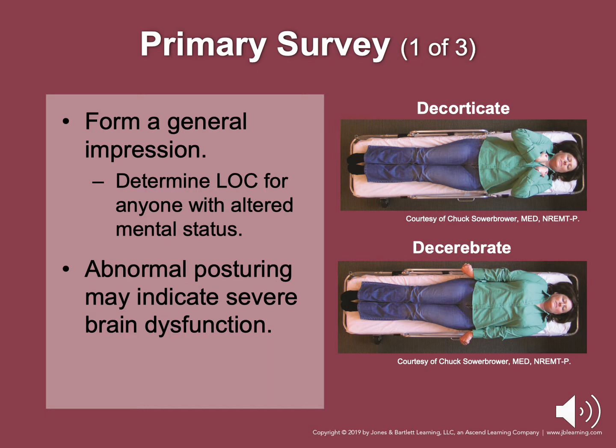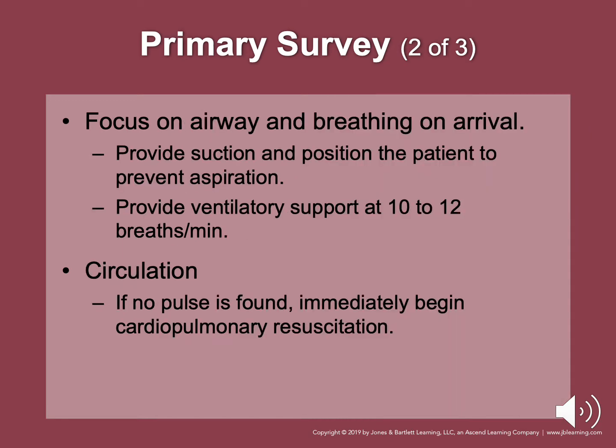In decorticate posturing, the patient contracts the arms and curls them towards the chest. In decerebrate posturing, the patient points the toes and extends the arms outward and rotates the lower arms and the palms down. So decerebrate posturing is a more severe finding.